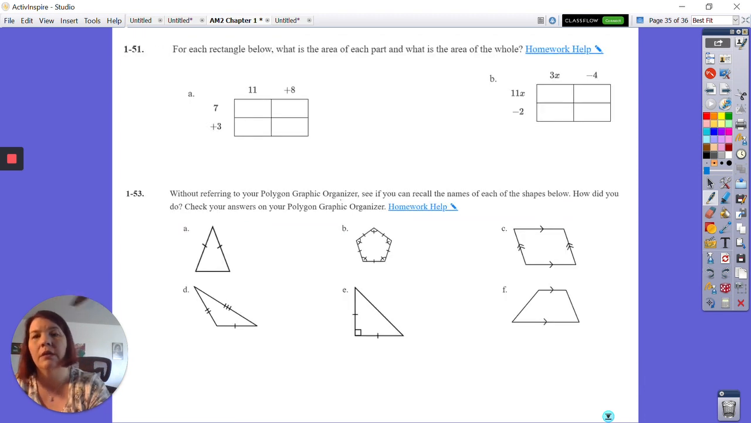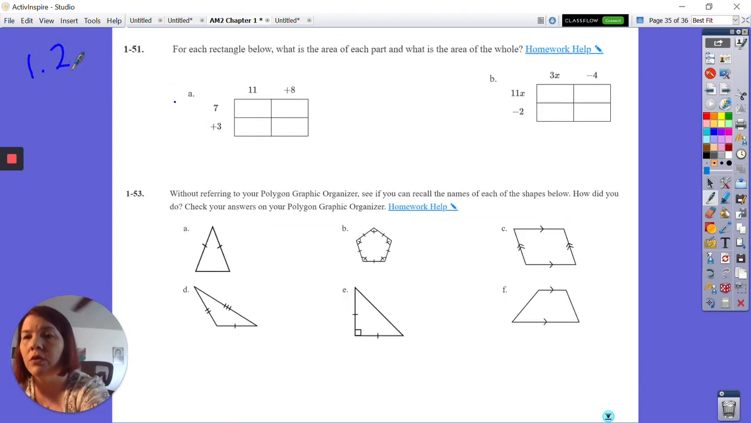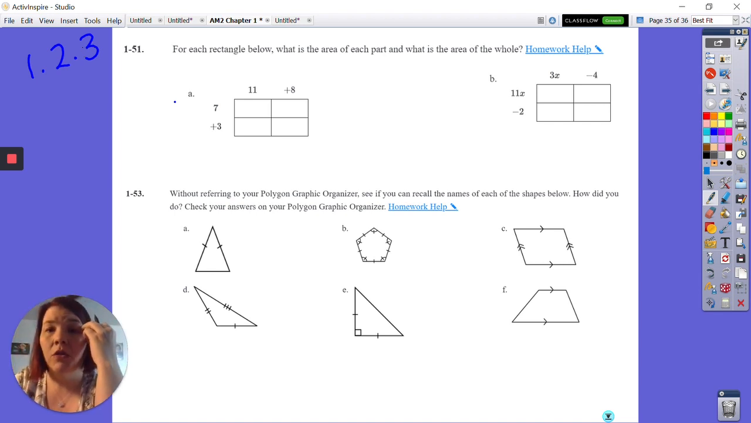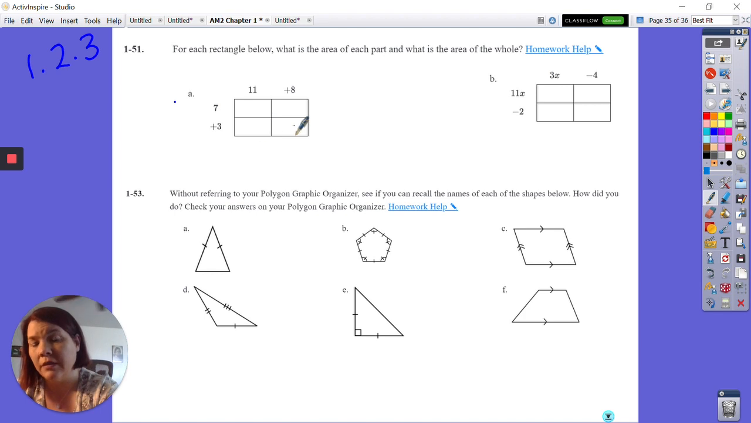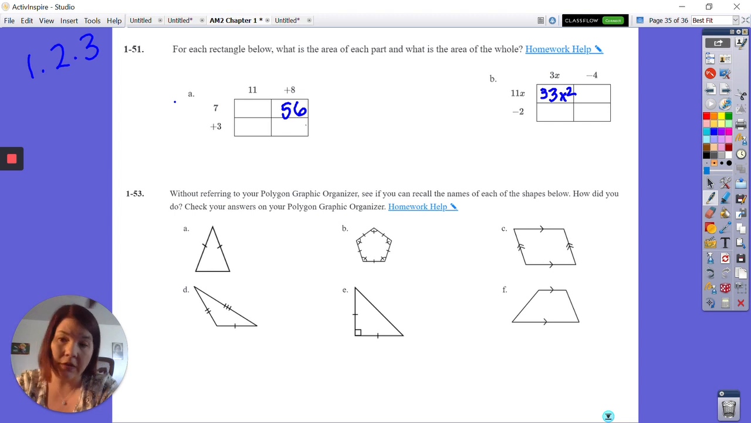And so here is lesson 1.2.3's homework. This is very similar to what we were doing. So it wants you to do the areas of each piece. This is all numbers, and the area of each piece, this is all letters. So for example, this is 33x squared, because 11 times 3 is 33, and x times x is x squared. We'll leave the rest of those. I'll do this one. 7 times 8 is 56. And that's what you're doing. You're filling in the boxes and then adding them all up.